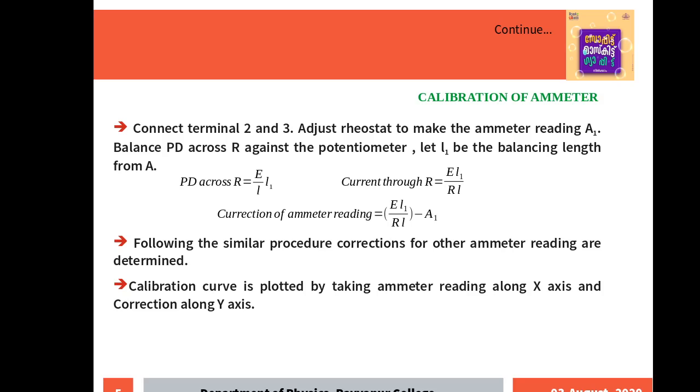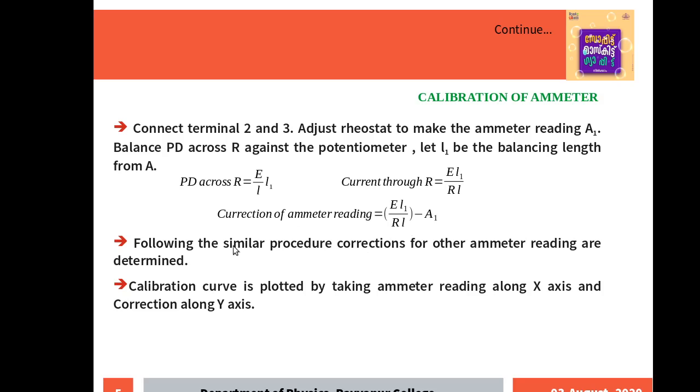Following a similar procedure, we can check the other ammeter readings. Now I adjust the rheostat again, and the ammeter will read A2. The same procedure is repeated. PD across R will be E by L into L2, because instead of L1 you will get L2. The current is EL2 by RL; RL won't change, only L2 changes. Then you get the difference EL2 by RL minus A2. Similarly, you can go for A3, then L3 will come, and A4. Like that, we can correct the ammeter reading for different values.